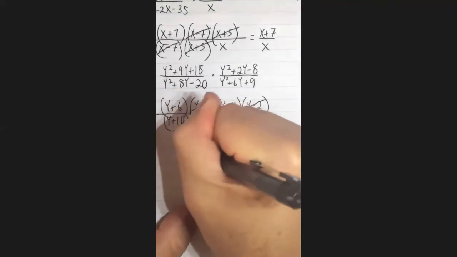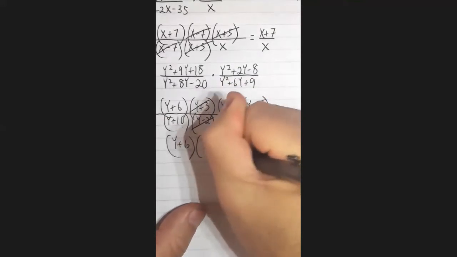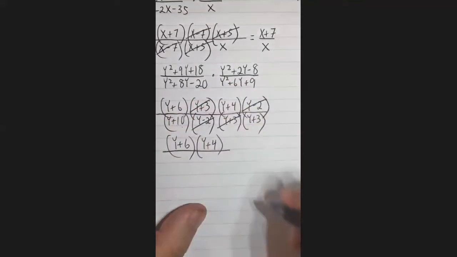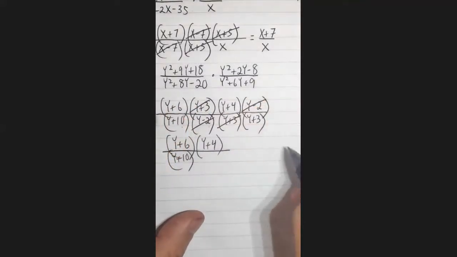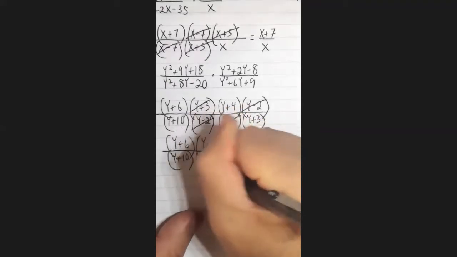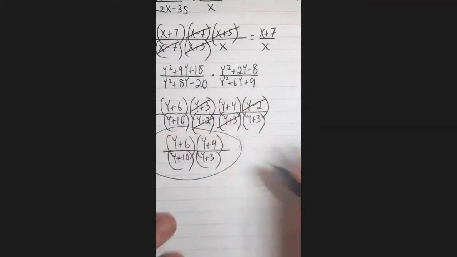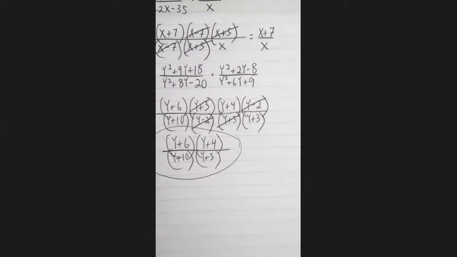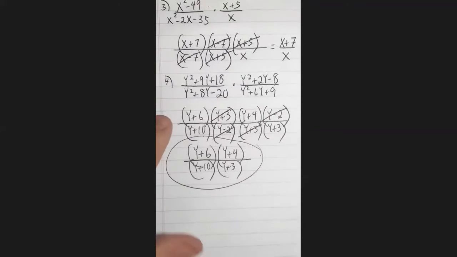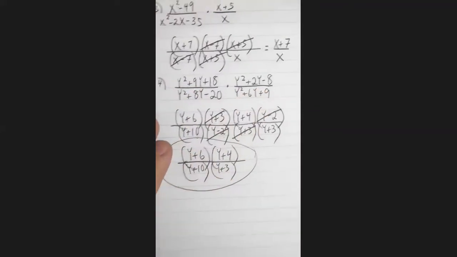And then once you do that, what are you left with? You're left with y plus 6 times y plus 4 over y plus 10 over one of those y plus 3s. So that would be your answer. Those other things are not going to factor themselves out. So I almost feel like that's probably the toughest type of problem you'll see. But again, they're all a little new, so it's going to require being pretty decent with this factoring stuff.